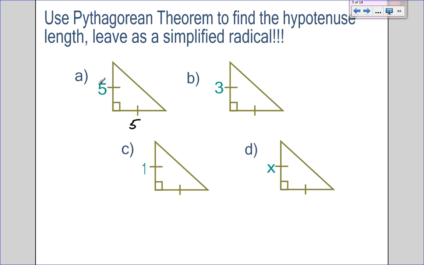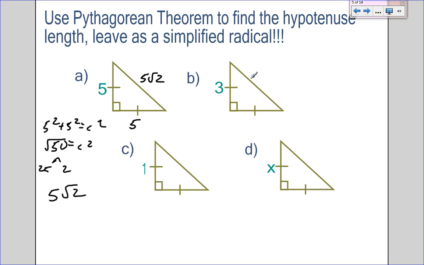All right, so if we use the Pythagorean theorem here, it's going to be 5 squared plus 5 squared equals c squared. 25 plus 25 is 50. Square root it. 50 breaks down to 25 and 2. And of course, the square root of 25 is 5, which will give you 5 square root 2. When you did this one, you should have seen that it was 3 square root 2. This one you should have seen was 1 square root 2, which is the same thing as square root 2.